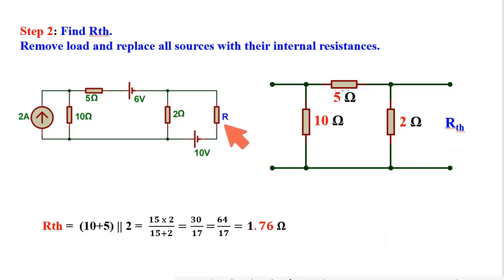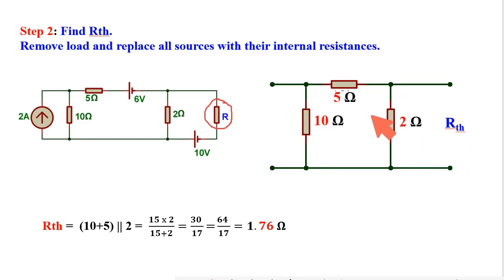Now I need to find RTH. So the load resistance should be removed, and this is a current source. So this current source will be removed and it is an open circuit. This voltage source will be short circuited. So here this is short. After that I got this combination of resistances to find RTH.